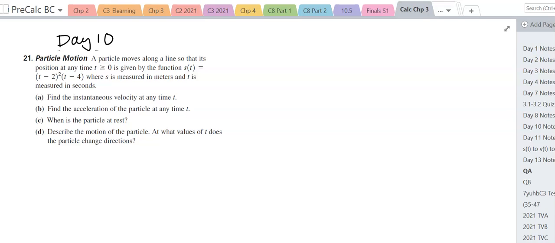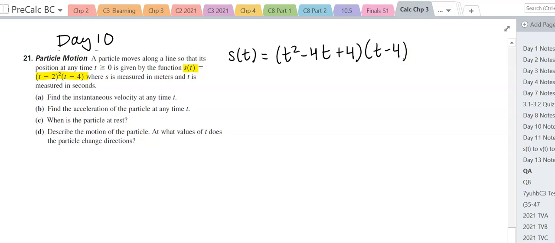So we have a particle moving along a line so that its position is given by this, where S is measured in meters and T is measured in seconds. And before I do anything else, I'm going to go ahead and FOIL that out. I think it's just going to be easier. I know I'm probably going to have to take some derivatives, and I would rather use power rule when I'm working with my derivatives. So I'm just going to FOIL out: t minus 2 squared is going to be t squared minus 4t plus 4.